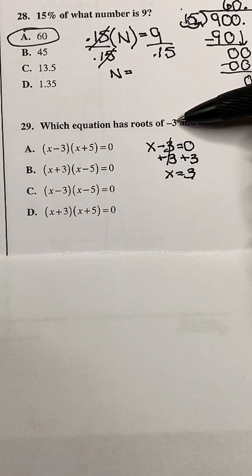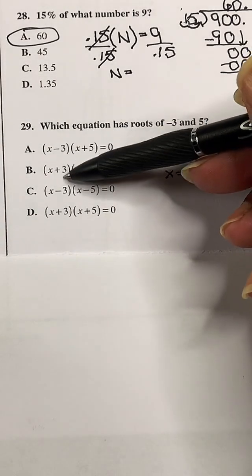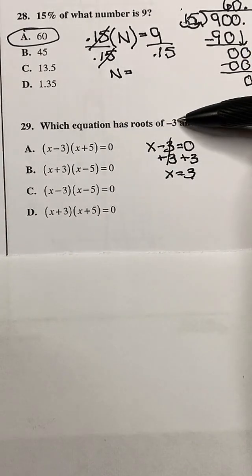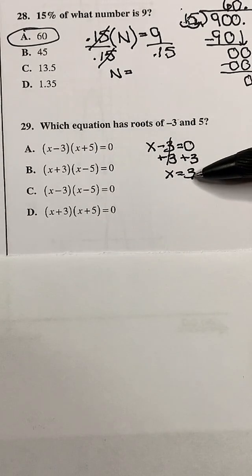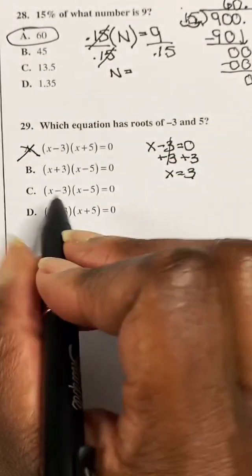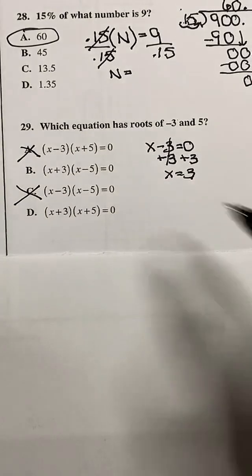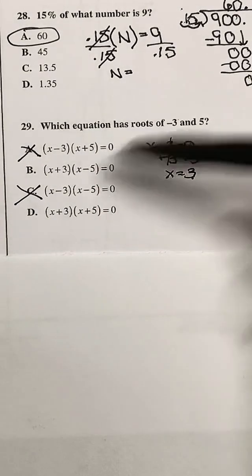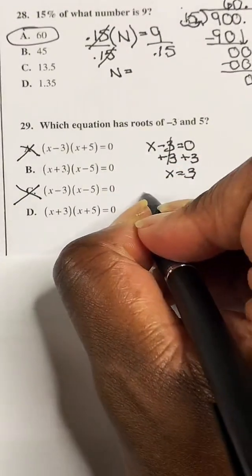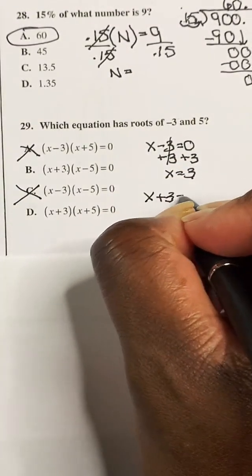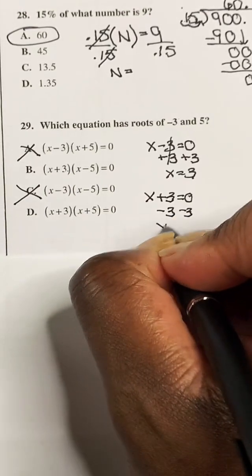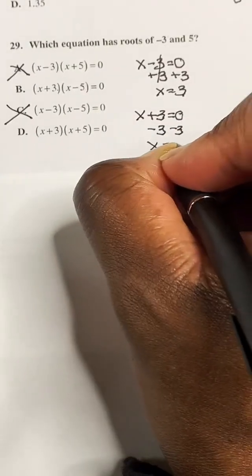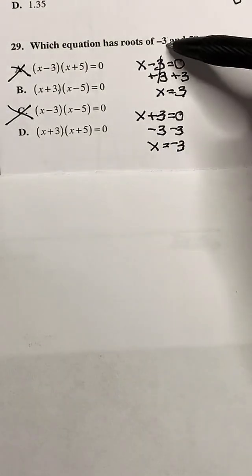If you have a -3, that means inside the parentheses should be opposite what you see. So it's not going to be -3 because I even proved it. X equals 3. No, that's not it. So that means anything that's giving me x minus is not going to work. So we have x plus 3's. That will work, and I can prove it to you. So if I have x plus 3 equals 0, that means I'll have to subtract 3 on both sides. So x will equal -3. And that's what we're looking for.